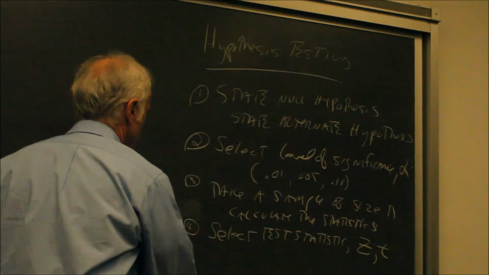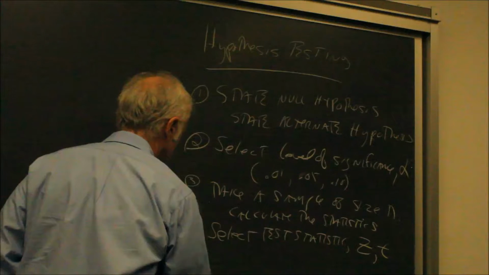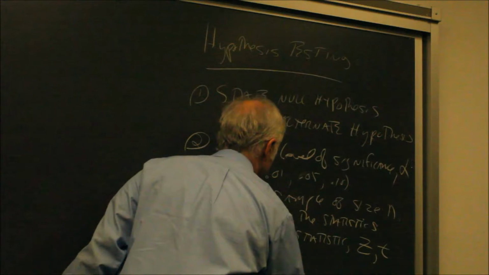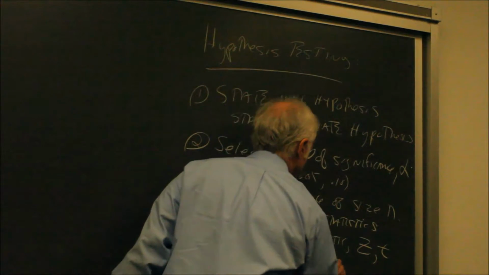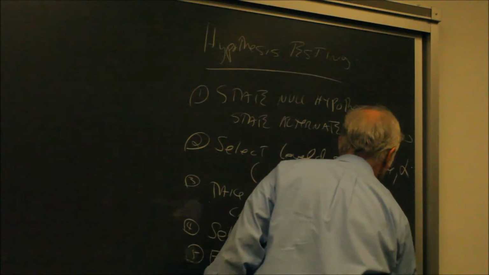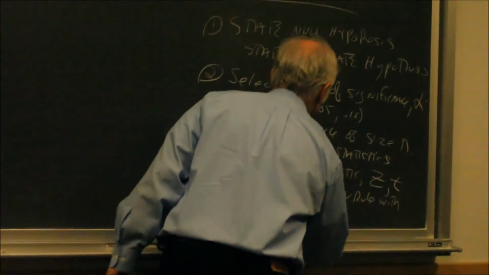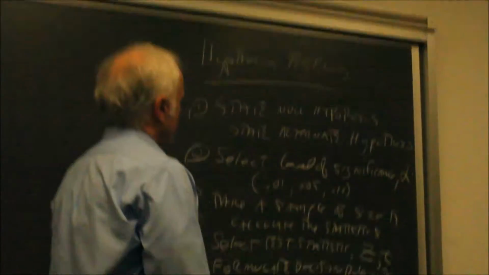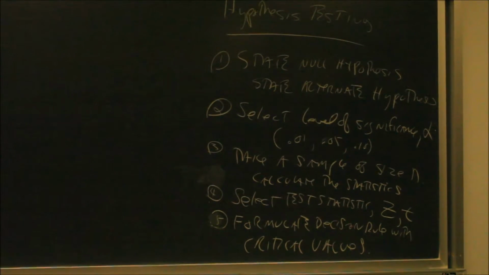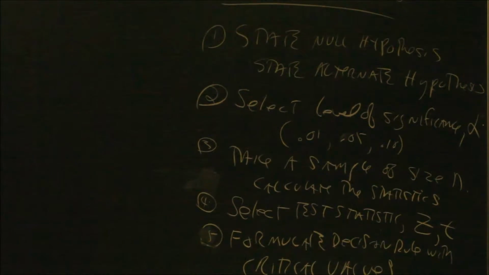The fifth step is to formulate the decision rule with critical values. And then the last step, once again, poor management of board space, I'll put it up here. The sixth step is to make the decision.